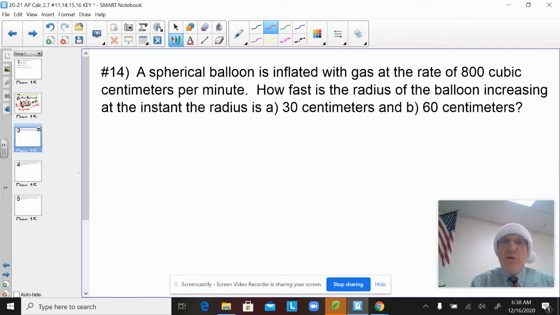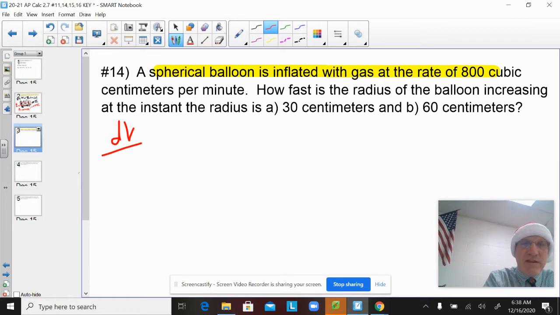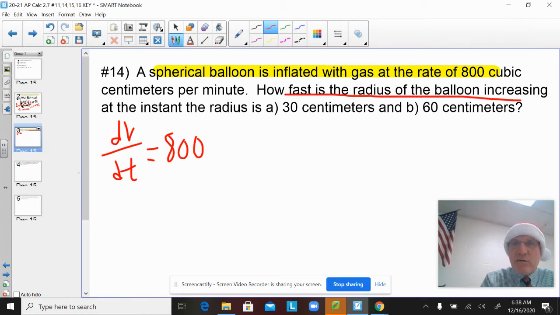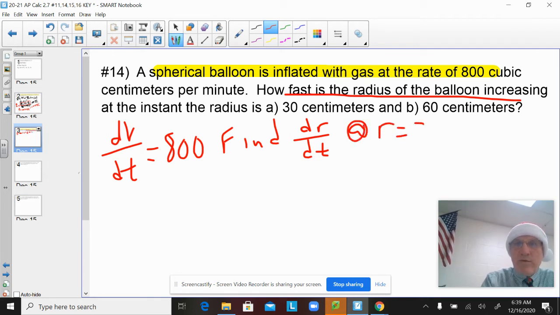14. A spherical balloon is inflated with gas at the rate of 800 cubic centimeters per minute. Stop there. That's telling us how fast air is being pumped in, and that's changing the volume of the balloon. It's a 3-dimensional quantity, volume. So this problem is telling us that dV/dt equals 800. And it says, how fast is the radius increasing? So find dr/dt. And then it gives us 2 problems: A, when r equals 30, and B, when r equals 60.